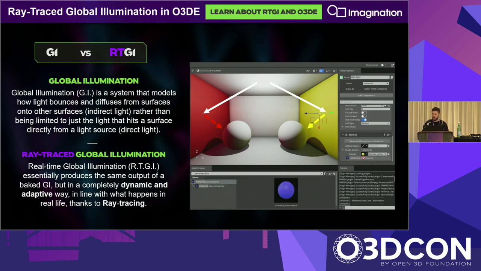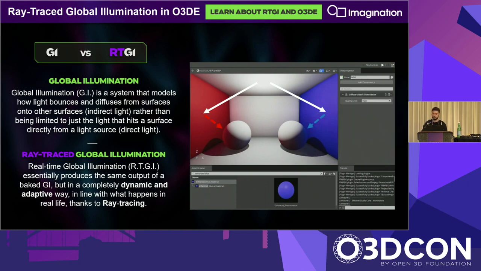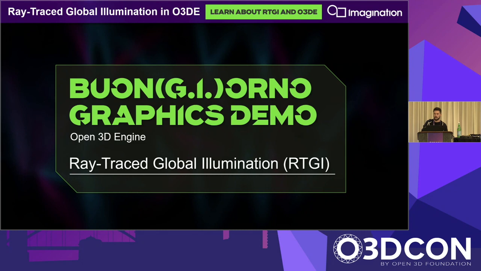Okay, now you know what RTGI is capable of doing, so why don't we have a look at the graphics demo that we made in O3DE and that showcases some of these ray-traced global illumination features. The video that I'm going to play is available online and on our YouTube channel, so feel free to go there if you want to have another look at it afterwards. But first, let's watch it together.